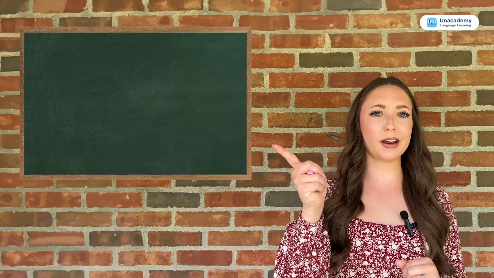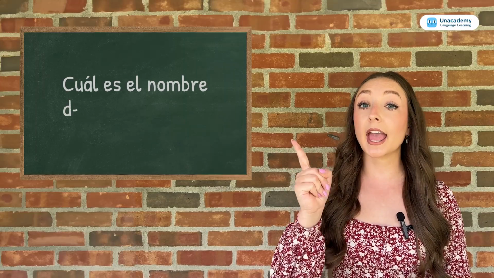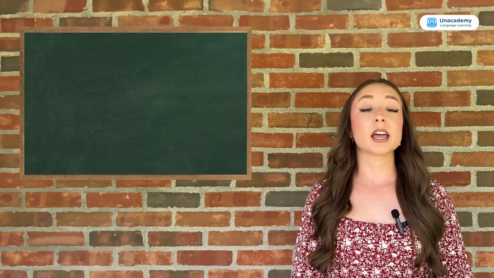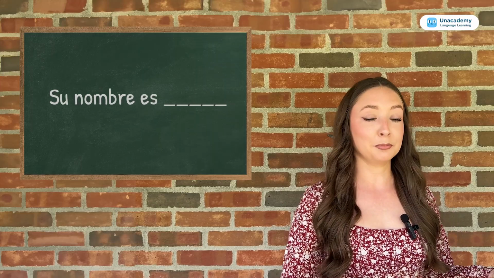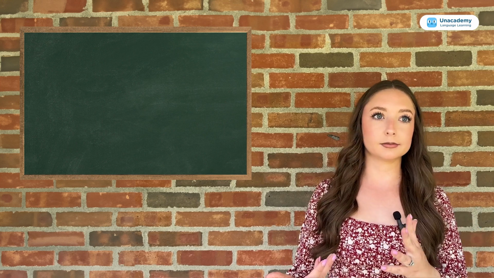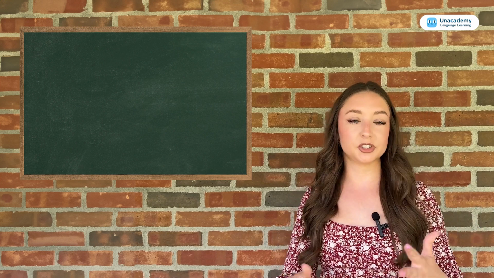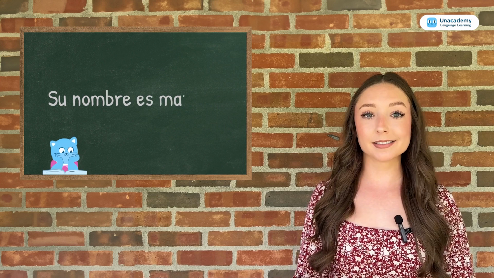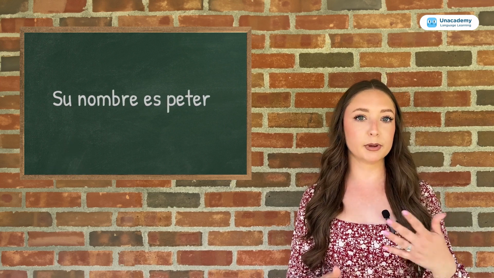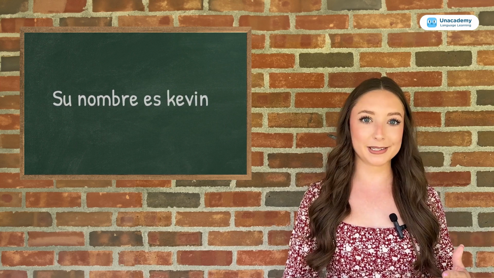Okay, you see a woman at a party. You want to say, what's her name? ¿Cuál es el nombre de ella? De ella. What's her name? And you're like, okay, Madison, simple enough. But how do I say, oh, her name is this? You would say, su nombre es blank. Her name is Maria. Her name is Jessica. Su nombre es Mariana. Su nombre es Jessica. Su nombre es Peter. Su nombre es Kevin.